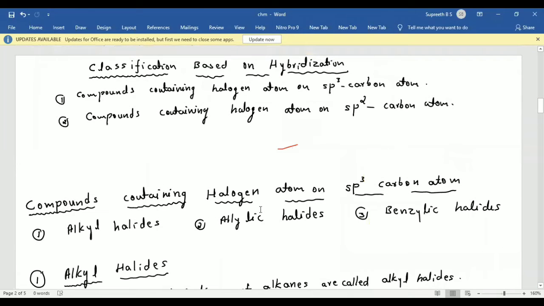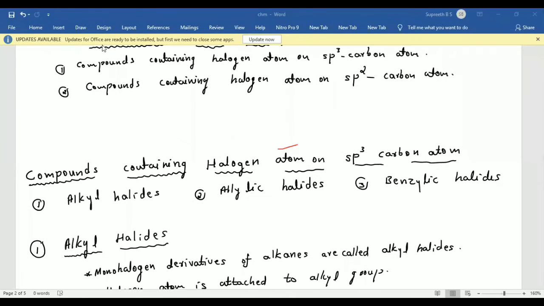Till now we discussed the classification of halogen compounds based on the number of halogen atoms, right? Next basis for the classification is hybridization. There are two types of halogen compounds based on hybridization. First one is compounds containing a halogen atom on an sp3 carbon atom. Second one is compounds containing a halogen atom on an sp2 carbon atom.